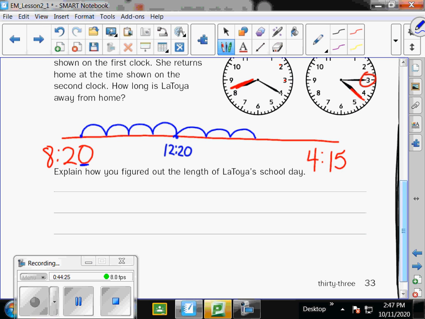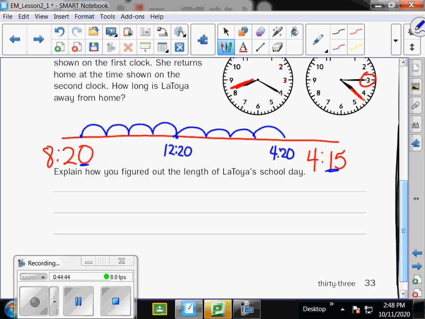I don't want to go to 4:20 because that jumps too far. Or, it's really not that far. I could go ahead and jump to 4:20. Okay. I'm going to show you something. Some of you may have done this.